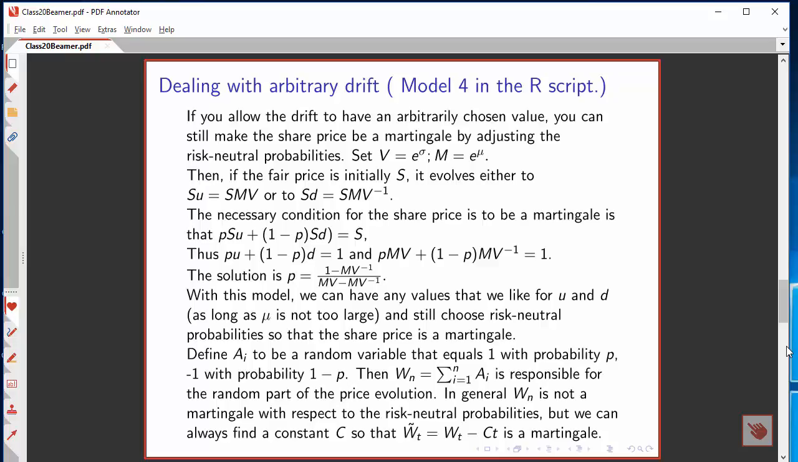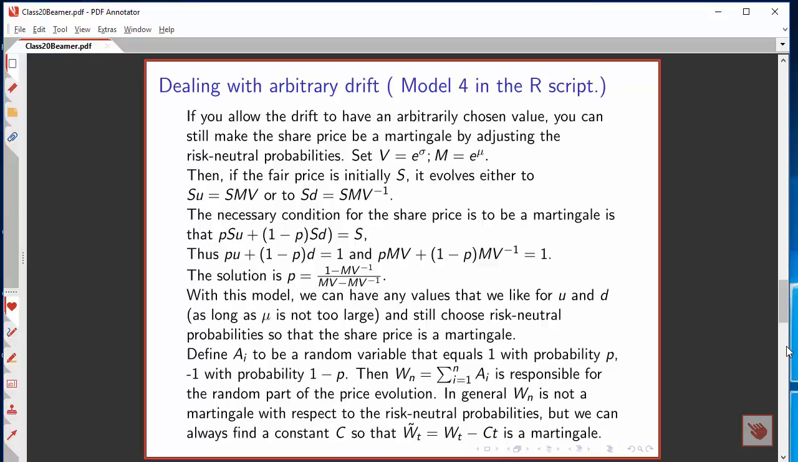For the share price to be a martingale, we still need p times the higher price su plus 1 minus p times the lower price sd to be equal to s. I can factor s out of that equation and substitute in the appropriate values. u equals mv and d equals m times the inverse of v. Set that equal to 1, solve, and I get a formula for the probability in terms of m and v. Once I've chosen m and v, I know what risk-neutral probability I need in order to make the share price a martingale.